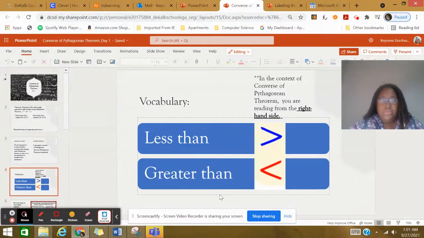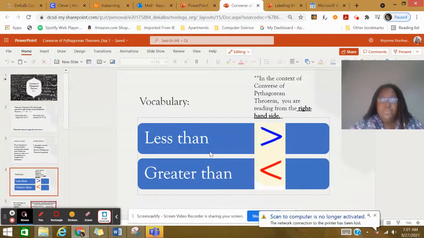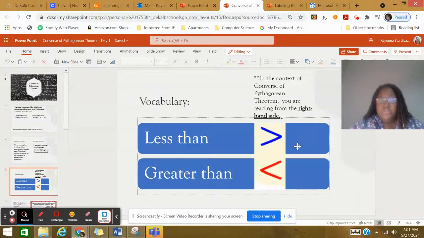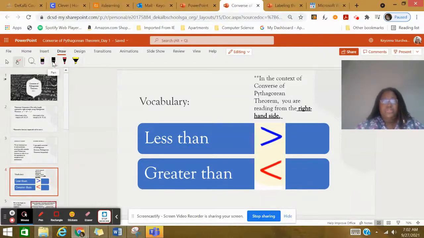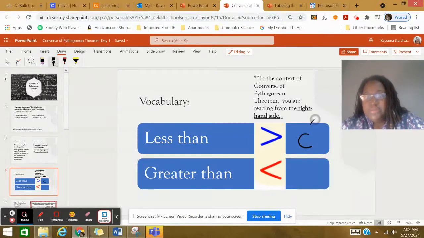The only vocabulary that you guys have is greater than, less than, or equal to. Normally, you will see this the other way, but the reason it's saying less than on these slides is that in the context of the converse of the Pythagorean theorem, you're reading it from the right hand side. Remember that a squared plus b squared equals c squared. So on the right hand side where c is, this would be considered less than, and the other one would be considered greater than. So if c squared is less than, that's what it would say, and if c squared is greater than, that's what it would say.